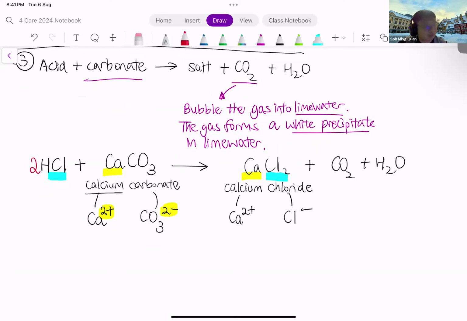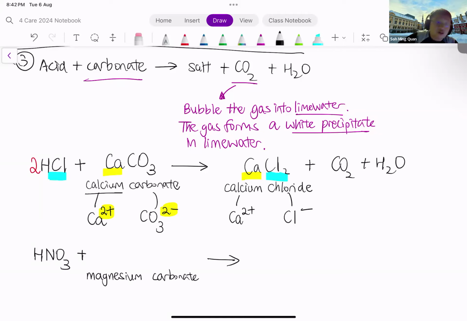Now let's practice. I'm going to tell you this carbonate is magnesium carbonate. Can you try writing the balanced chemical equation? HNO3 plus magnesium carbonate. What is the final product and how do you balance the equation? Once you are done, take a picture of your equation and show me.